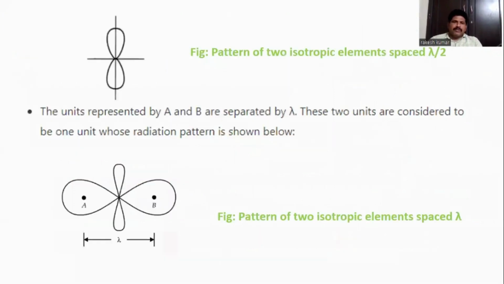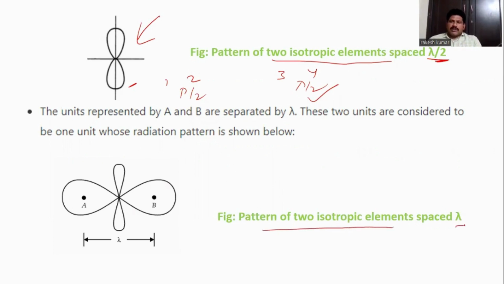Okay, now let us see here. From the expressions we can get that this radiation is due to two isotropic antennas separated by lambda by 2. In our example, elements 1 and 2 are separated by lambda by 2, and similarly 3 and 4 are separated by a distance of lambda by 2. So this is the radiation pattern for two isotropic elements separated by a distance of lambda by 2. And similarly, we have considered 1 and 2 as A and 3 and 4 as B. So this is the pattern of two isotropic antennas separated by A and B.